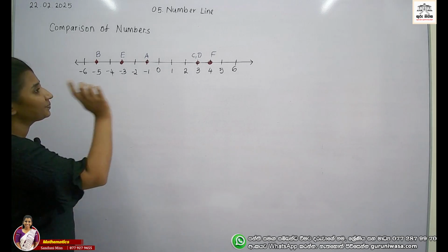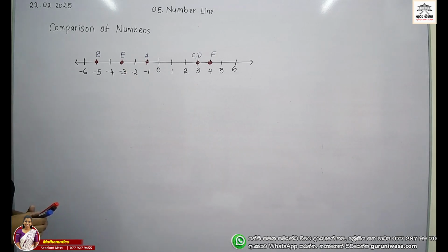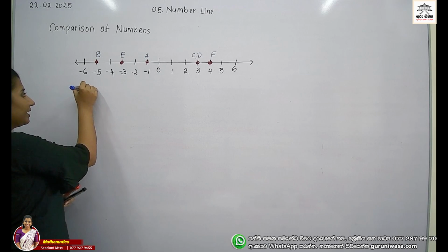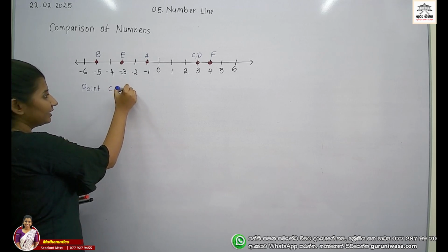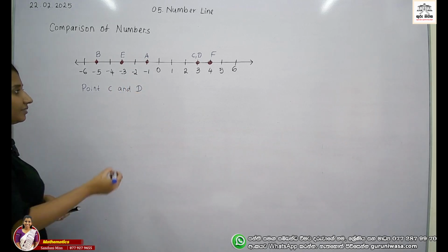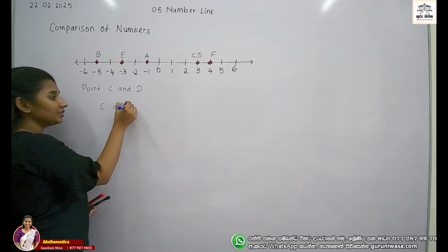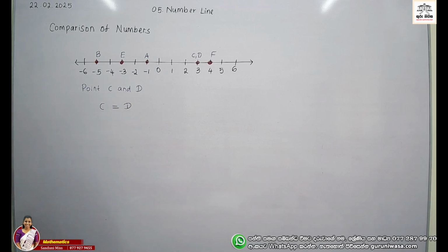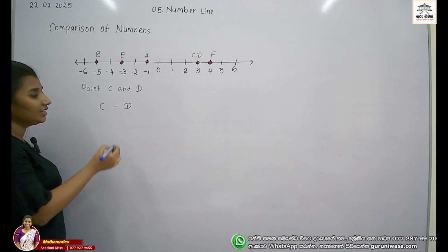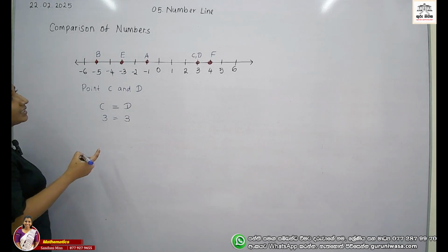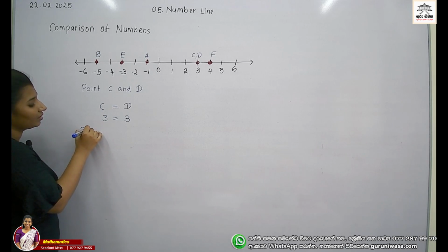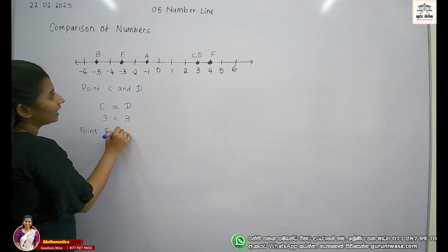So we'll take points C and D. What can you say about C? Point C is equal to, isn't it? Yes, teacher. You can say that 3 equals 3, no problem. Right. We'll take point A.